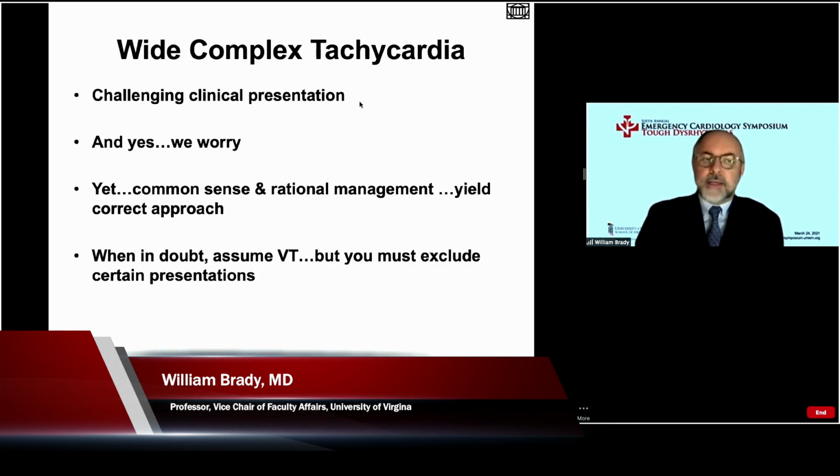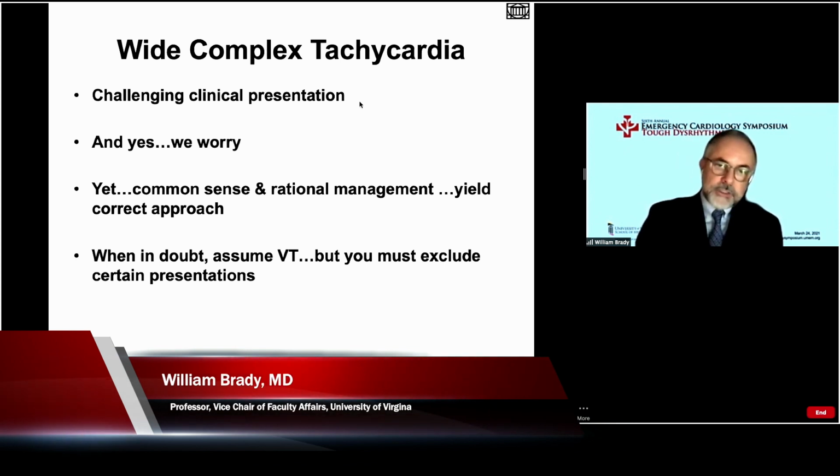So wide complex tachycardia is a challenging clinical presentation in the ED, and many of us, myself included, sometimes get way too worried about it, okay? Yet, when you step back and look at the situation, common medical sense, coupled with a rational approach to management, almost always yields the correct approach to the patient regarding diagnosing and managing.